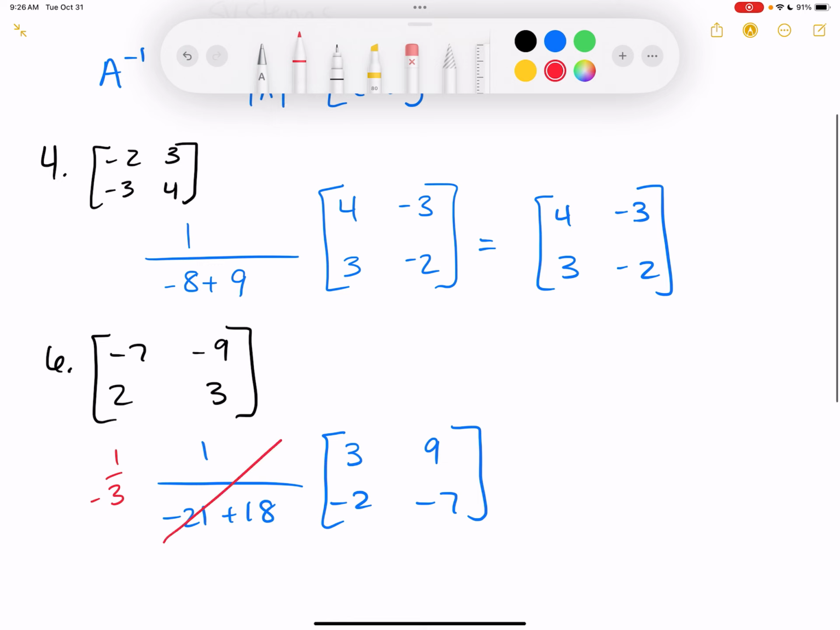So now I just multiply this times this. So -1/3 times 3 is going to be -1. -1/3 times 9 is going to be -3. -1/3 times -2 is 2/3. And -1/3 times -7 is 7/3. And that is your inverse matrix.